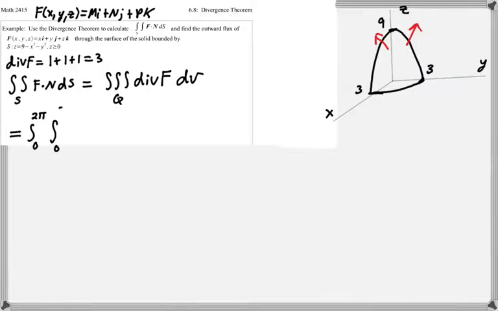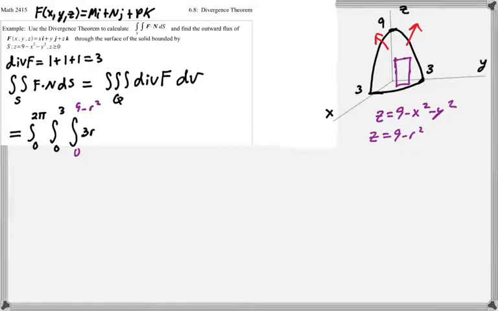The radius is going to go from 0 to 3 on the xy plane. And then remember, z is equal to z in polar coordinates, so we're going to be going from the xy plane all the way up to hitting the parabola. So z is equal to 9 minus x squared minus y squared. If you remember, x squared plus y squared is r squared, so this is going to be equal to 9 minus r squared. So we got the integral from 0 to 9 minus r squared, the divergence of f, which is 3, times r, which is the Jacobian.